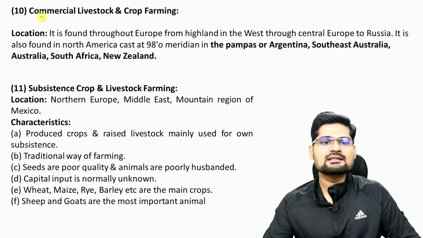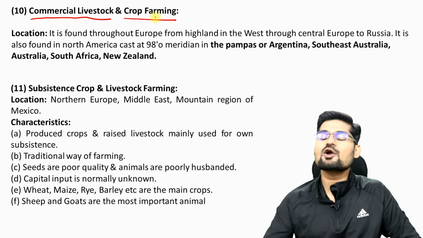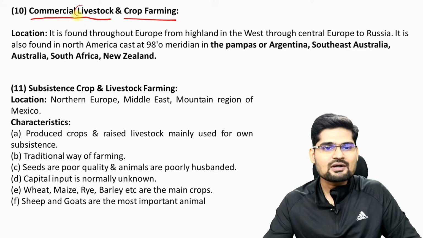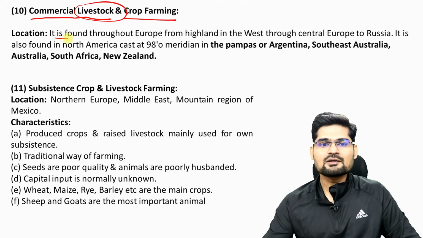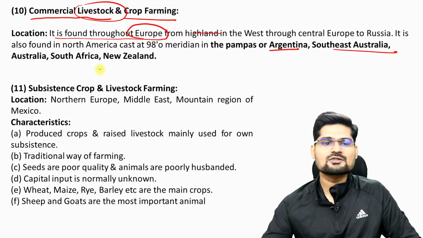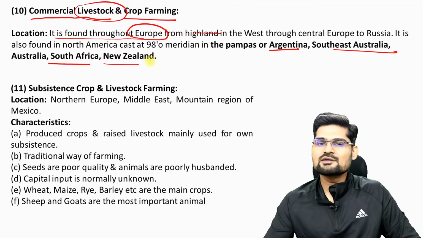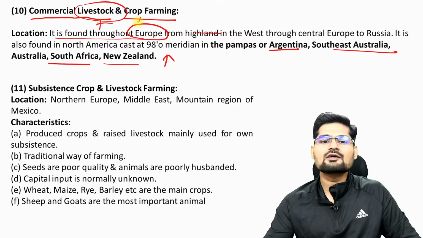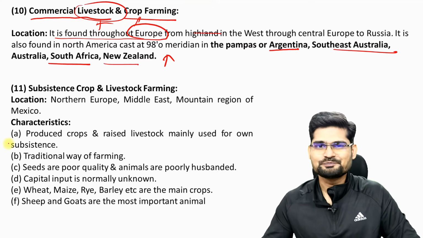Then comes the 10th category, which is commercial livestock and crop farming. The word is livestock and crop, right? So what do you find? Mostly European highlands, pampas of Argentina, Southeast Australia, then you have South Africa, New Zealand, where you have livestock and crop farming at a commercial level, right?